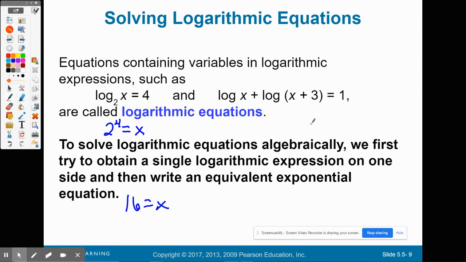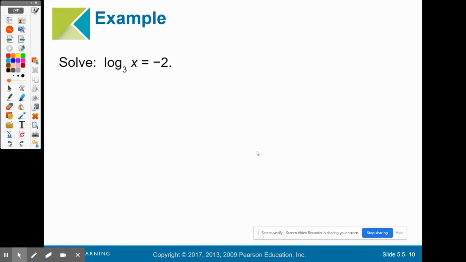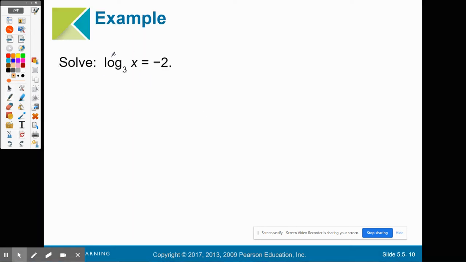This one is a little bit trickier, but I think that will be an example we'll have here in a second. So let's try this guy. You have a single log, so you can rewrite. The base is 3, so it'll be 3 to the negative 2 equals x.